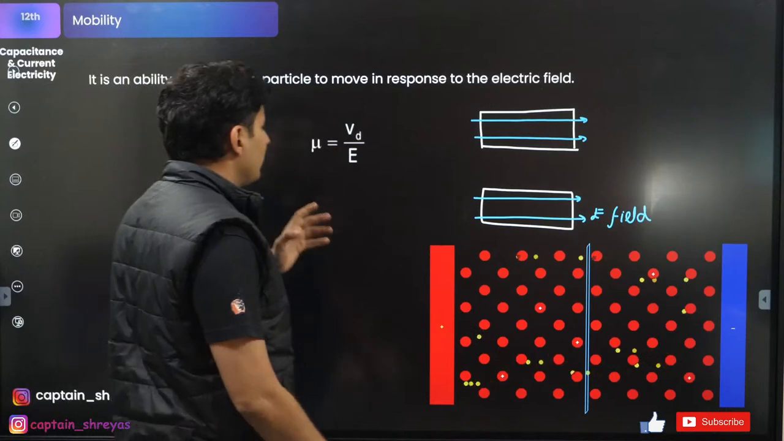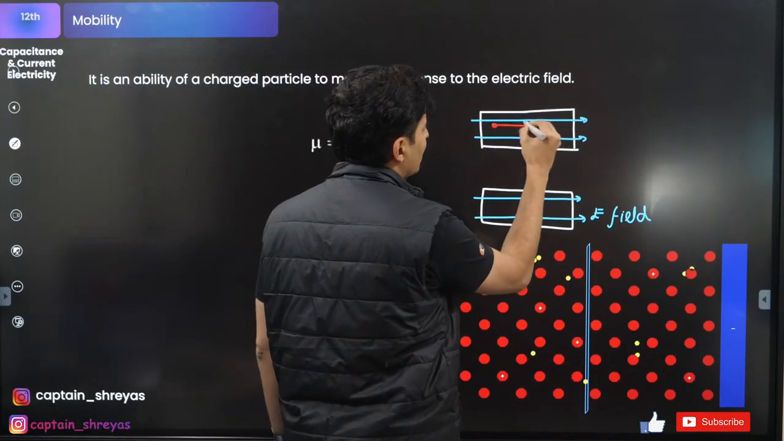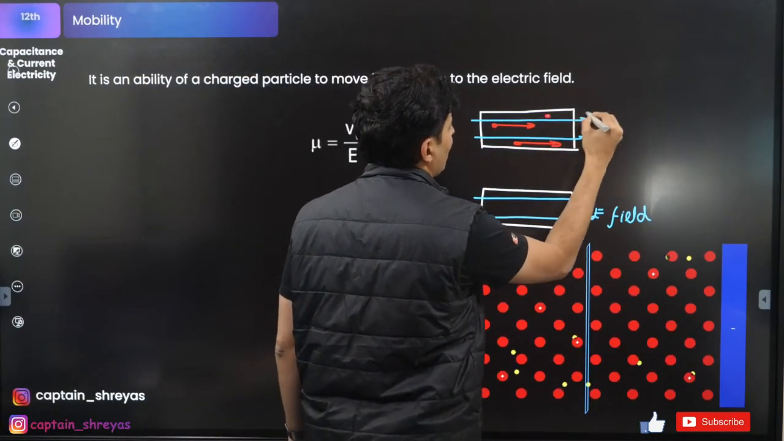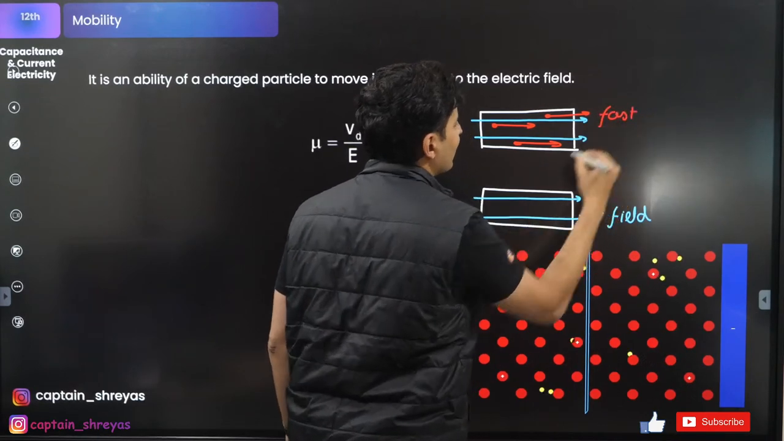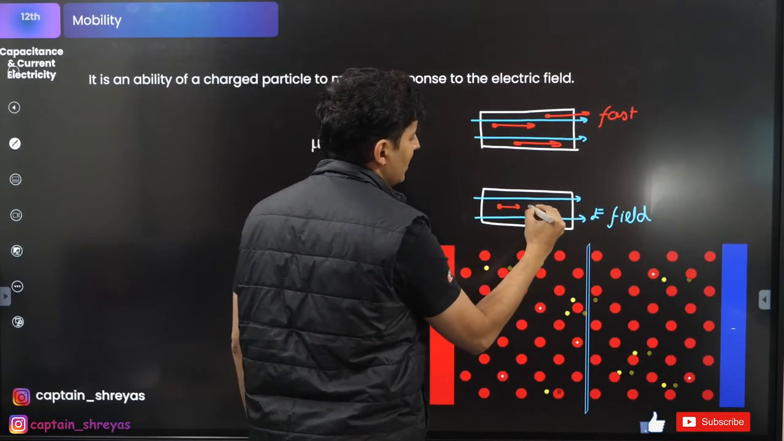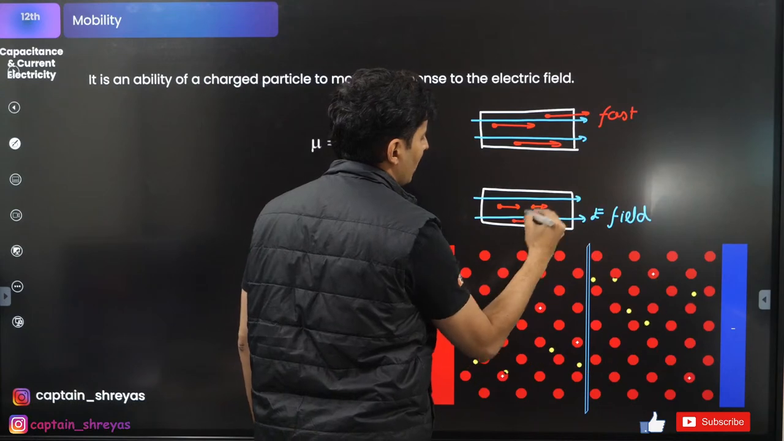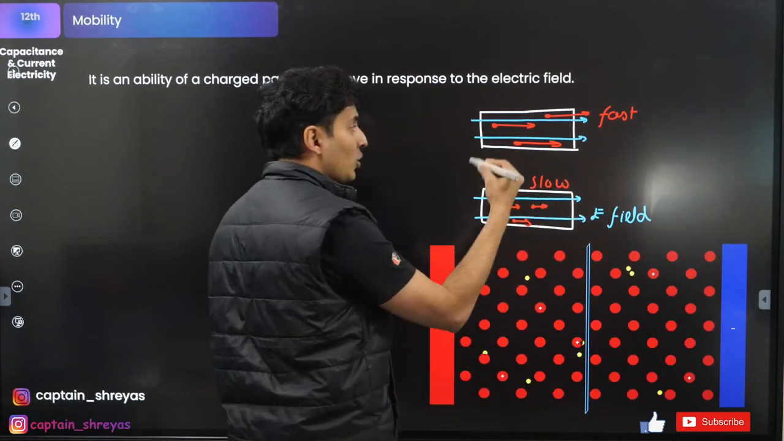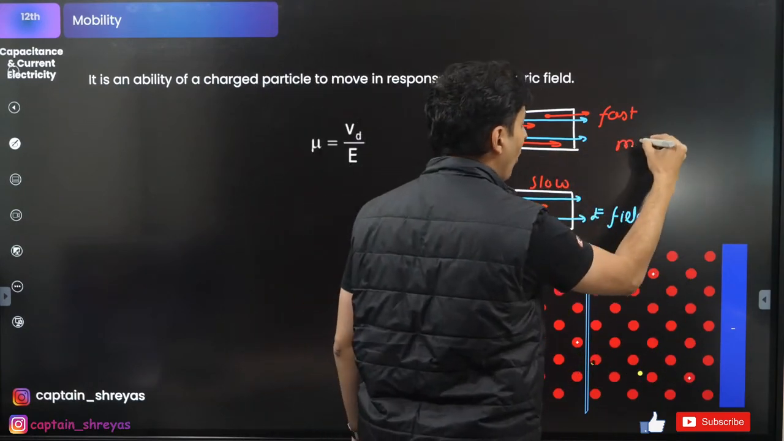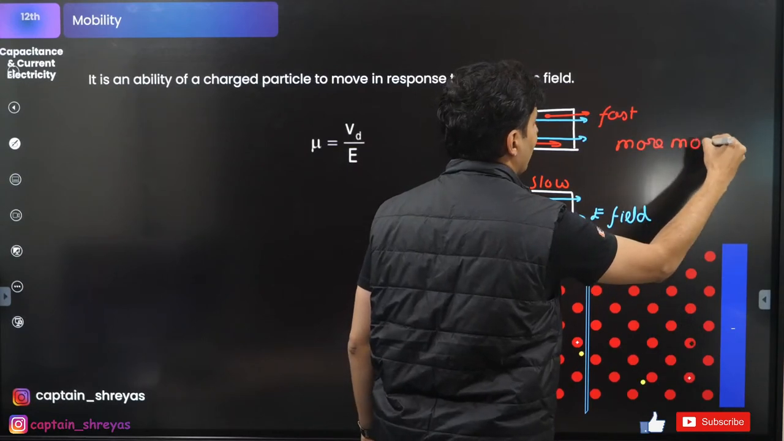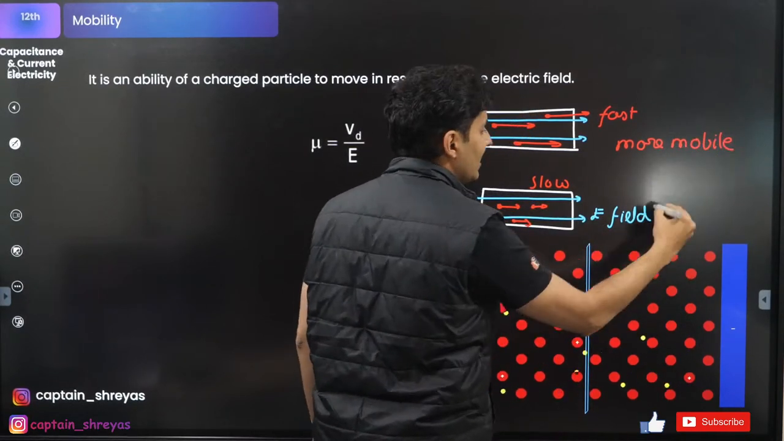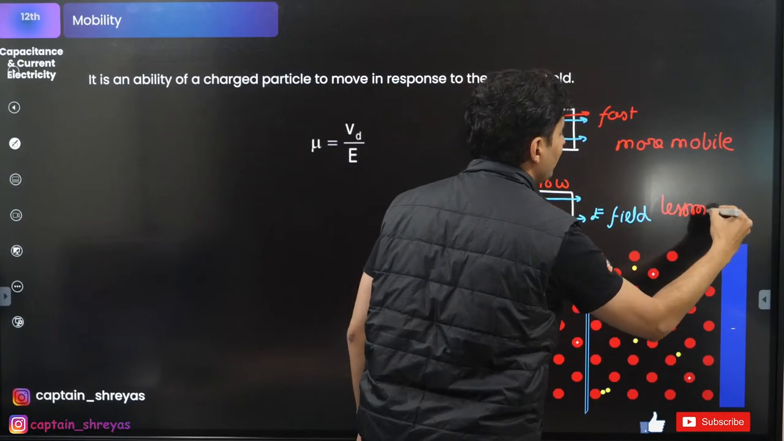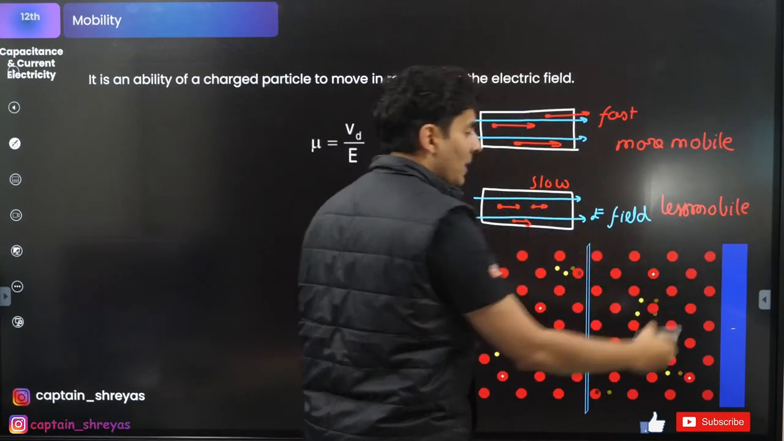In this conductor, I see that the charges move really fast. Whereas in this, I see they are a little bit slow. So what will I say? This is more mobile. The charges are more mobile. Here they are less mobile. Correct?